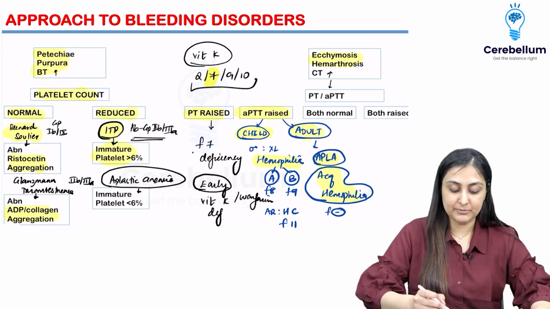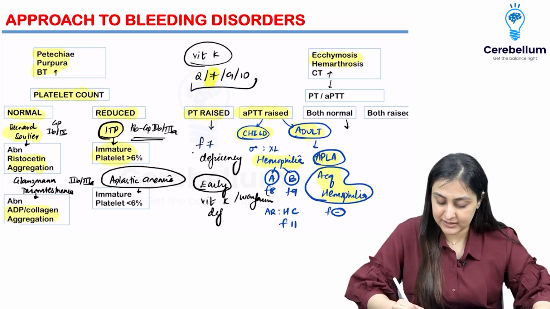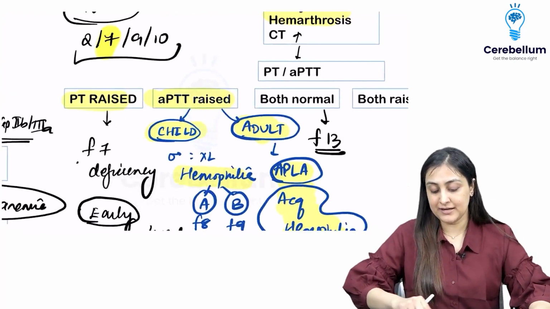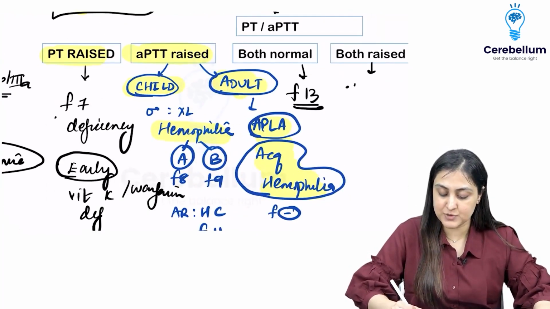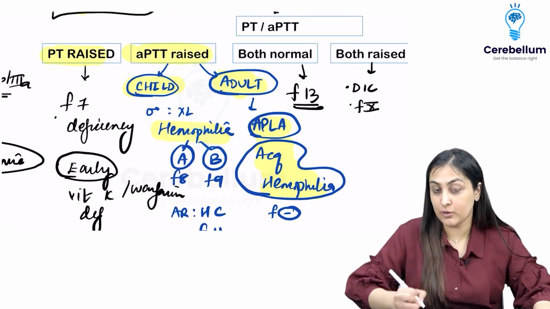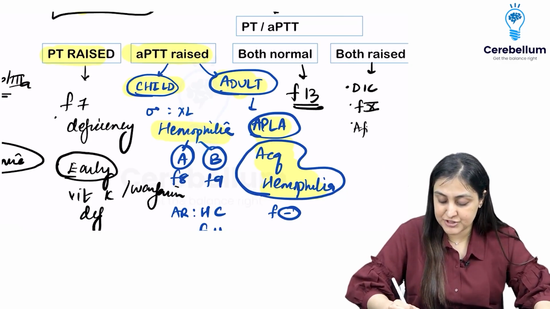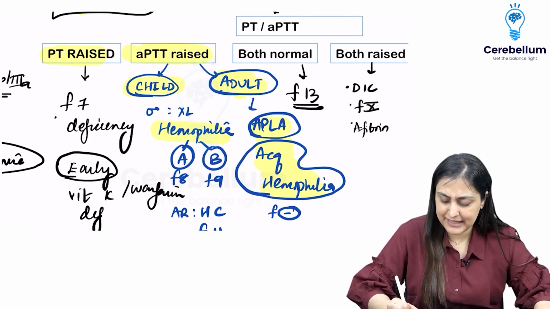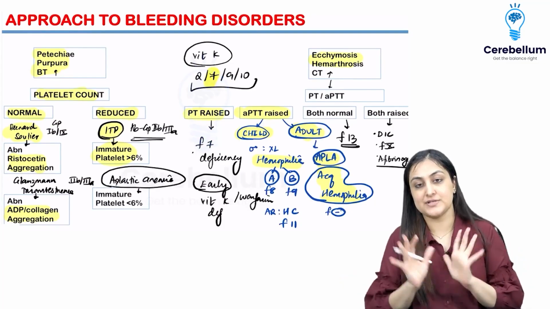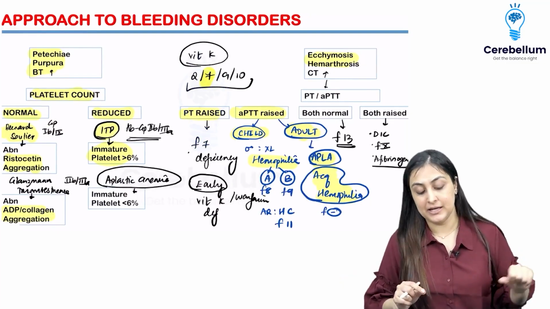If both are normal, I have already told you the only factor deficient is factor 13. And when both are raised, you have downstream problems. It could be DIC, it could be factor 10 deficiency, which is common to both, or it could be deficiency of fibrinogen, so it could be afibrinogenemia. Alright, so this is how we approach all bleeding disorders in one slide. Okay, so this is about bleeding.